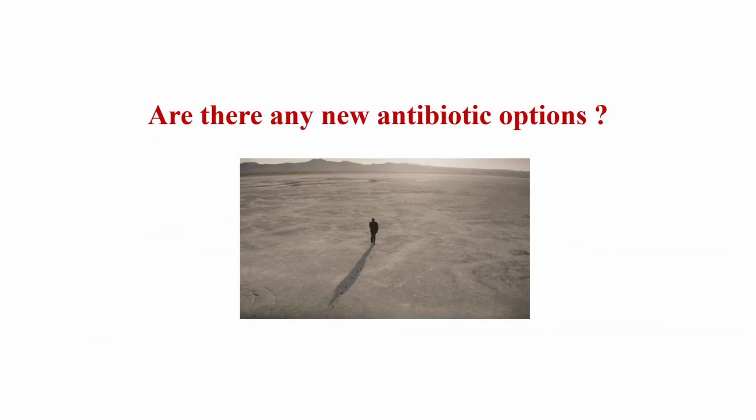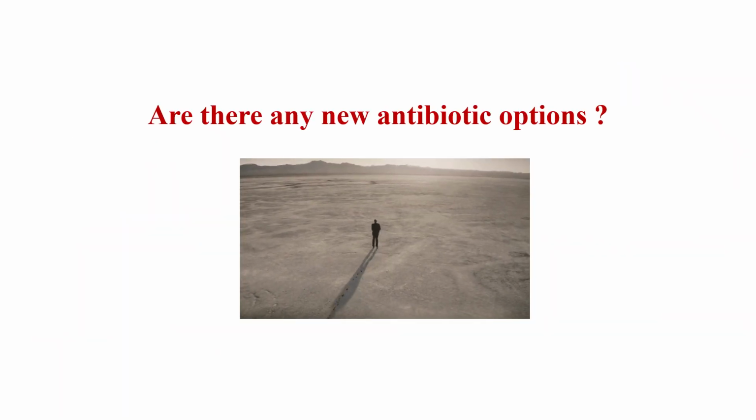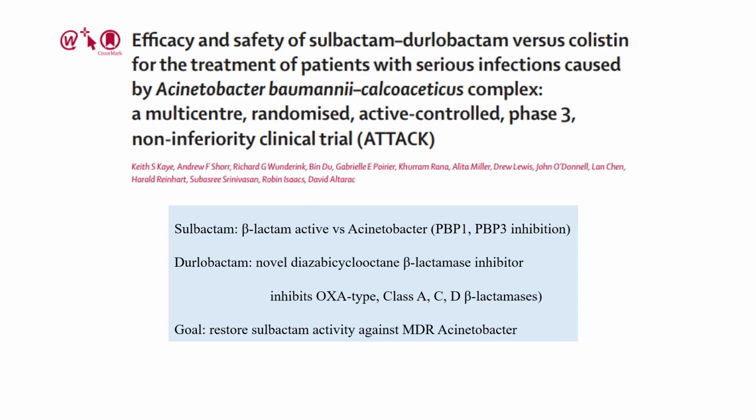So, are there any new antibiotic options? There are, but they are not available right now in India. However, we'll discuss briefly the newer antibiotic options. Sulbactam-durlobactam: we discussed a lot about durlobactam being effective against Acinetobacter OXA enzymes, OXA 23, 24, 51 and 58. Because durlobactam is effective, it will protect the sulbactam so that sulbactam can go and bind to PBP1 and PBP3 and thereby kill the Acinetobacter.